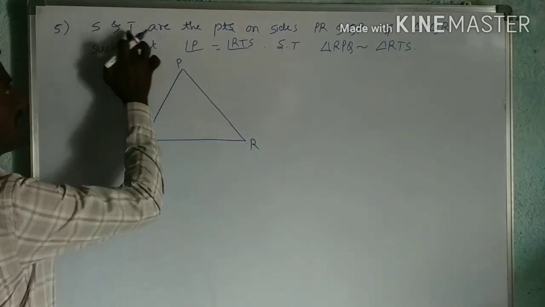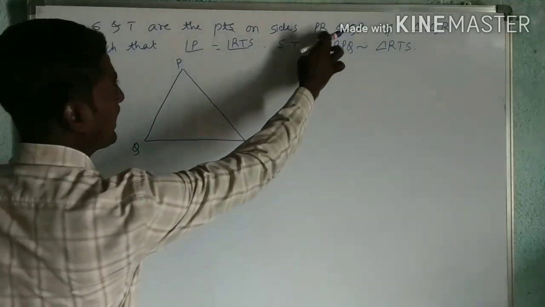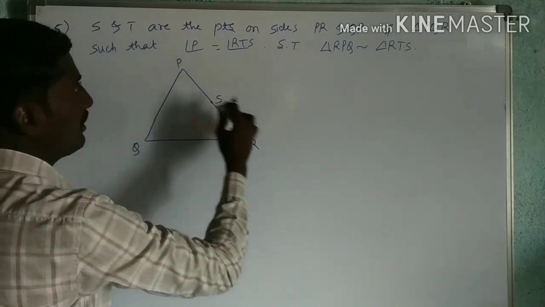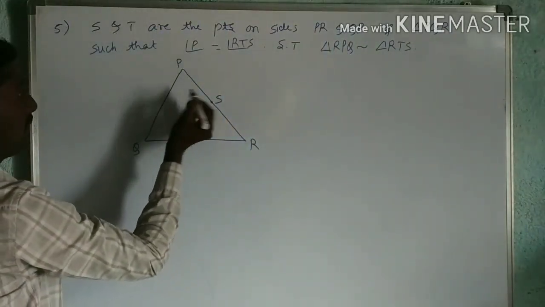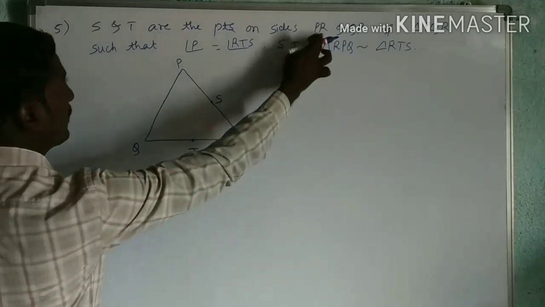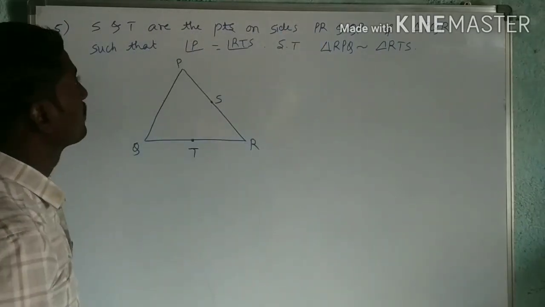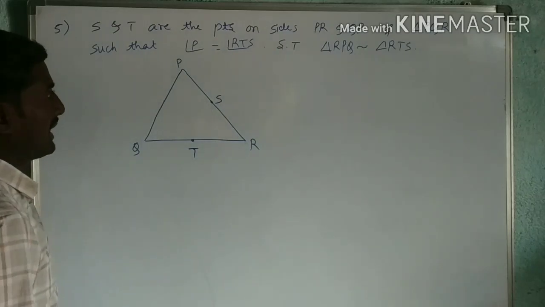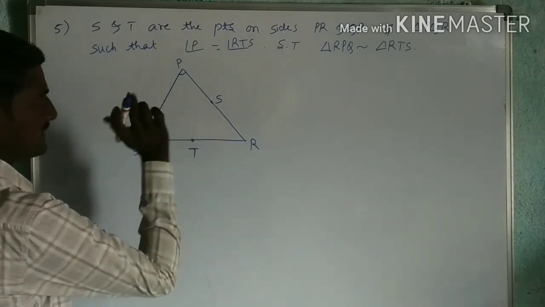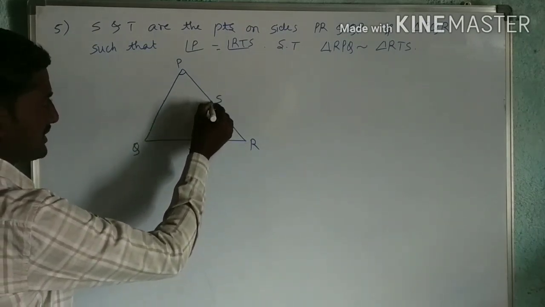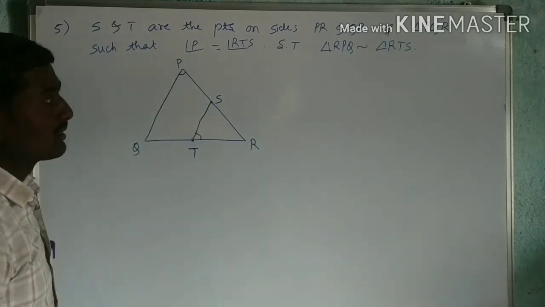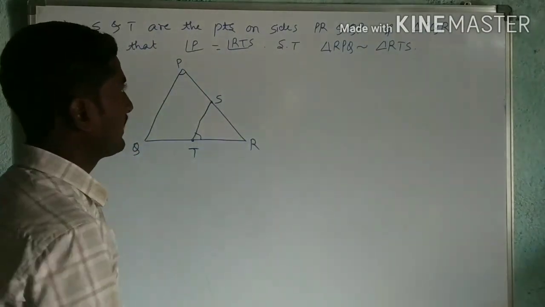Now here, S and T are points on sides PR and QR. So on PR there is a point S, and on QR there is a point T. Now angle P is equal to angle RTS. So let us join TS first. So this is TS. Angle RTS is equal to angle P. Next, show that triangle RPQ.